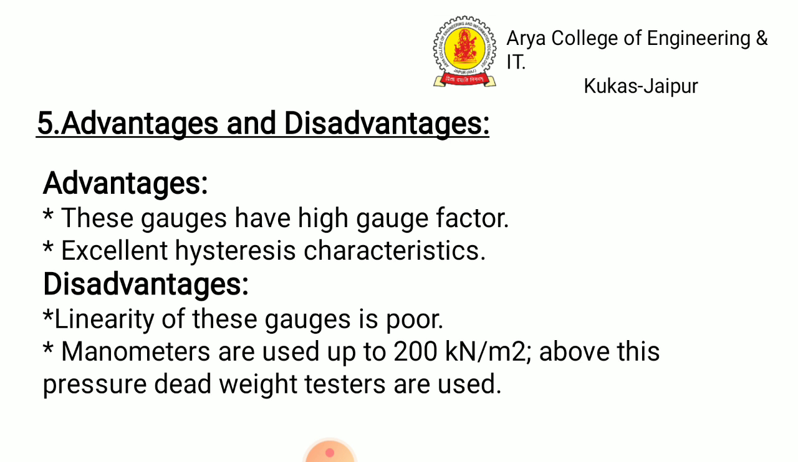Now, some advantages and disadvantages of strain gauges. Advantage: these gauges have a high gauge factor and excellent hysteresis characteristics. Disadvantage: linearity of these gauges is poor, and manometers are used up to 200 kN per square meter. Above this pressure, dead weight testers are used.